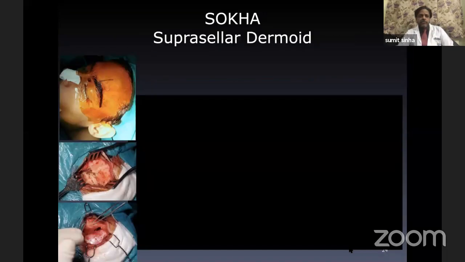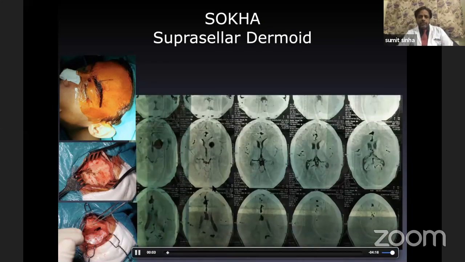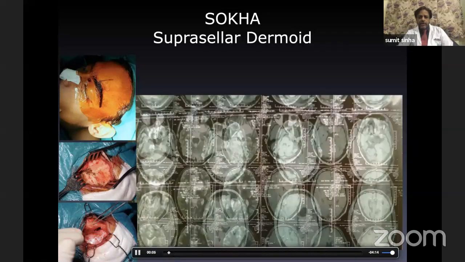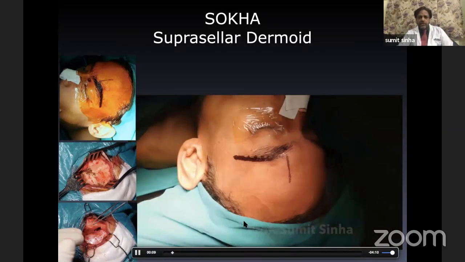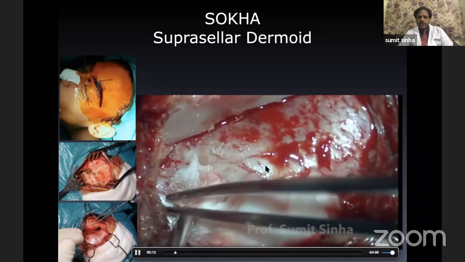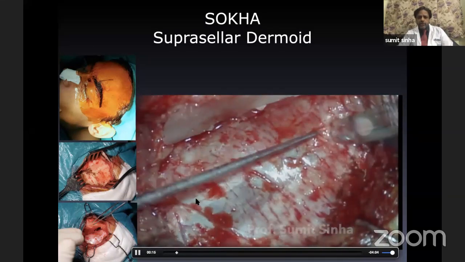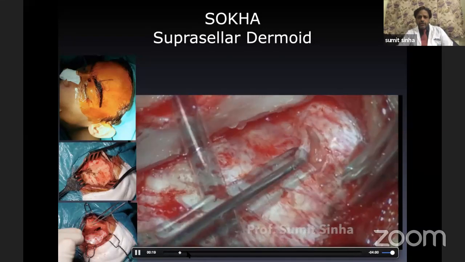Another similar case done by supraorbital keyhole approach. Now this was a dermoid and an easy tumor, and you can see that this was lying in the suprasellar area, and this was the size of the skin incision, in a young lady. Now this is the dura which was exposed, and the dural opening is done in a usual manner.